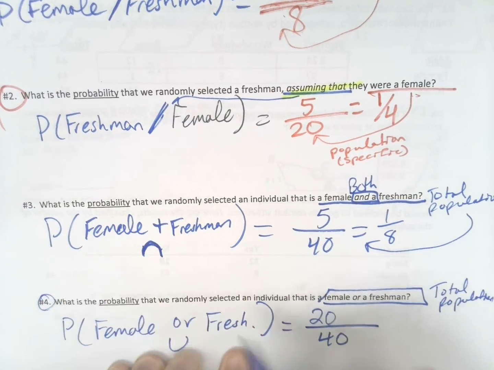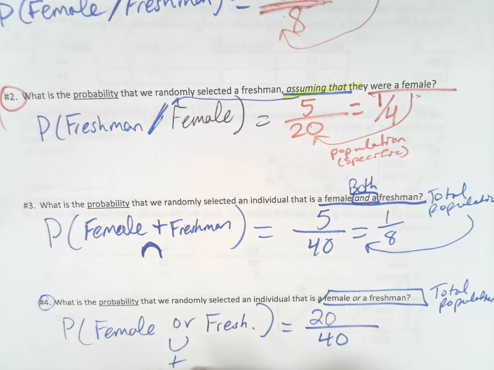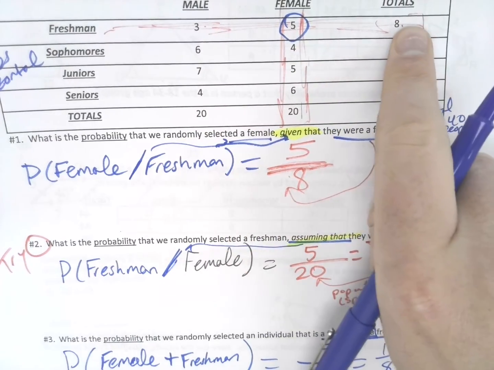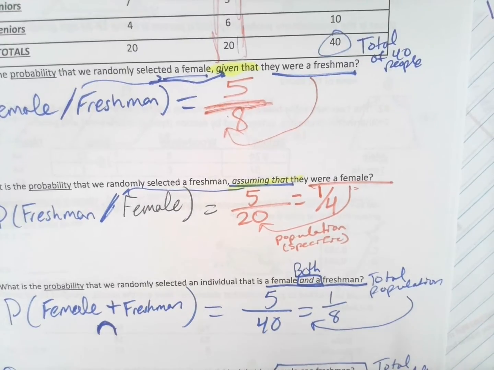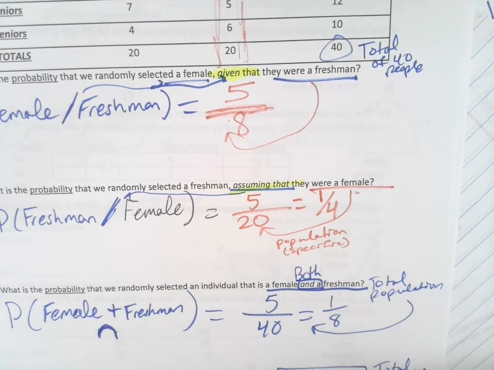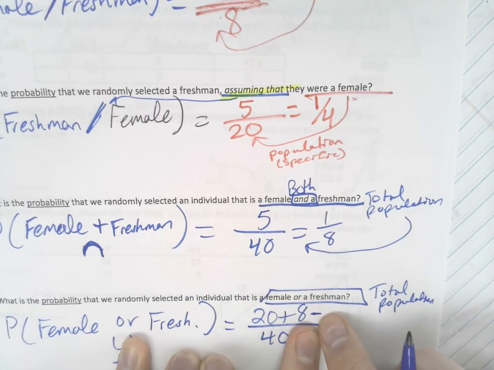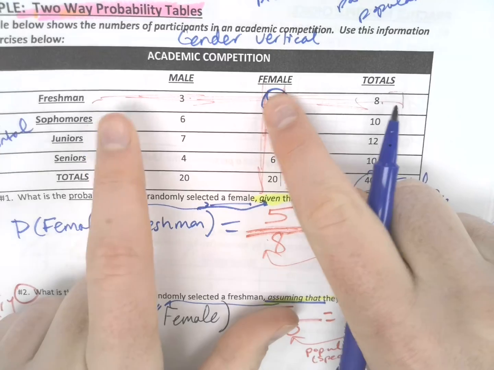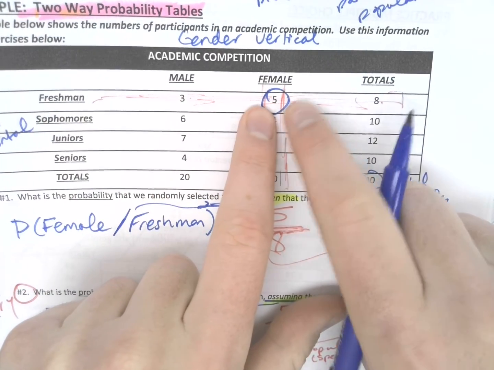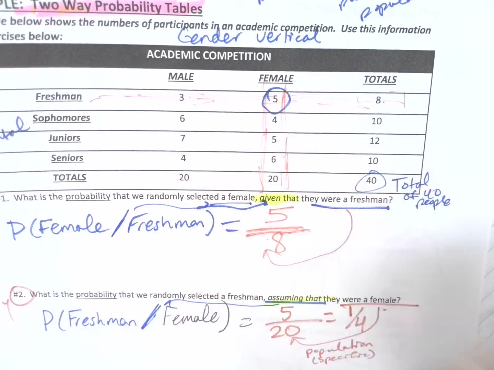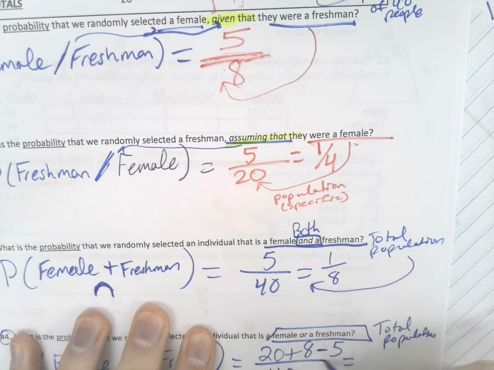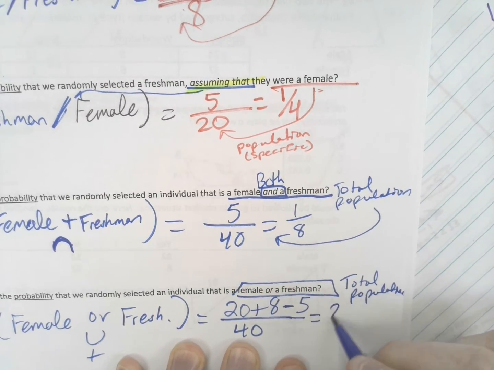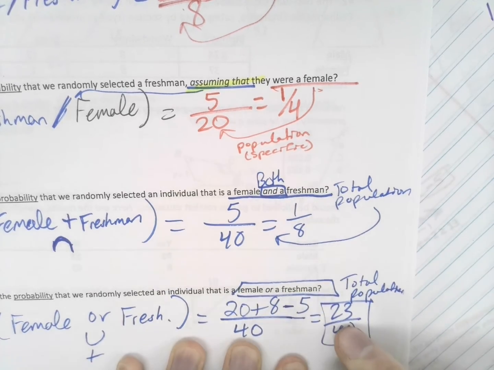Or, we know whenever we're dealing with the word or, that's a plus. How many freshmen do we have? 8. But here's the problem. What do we have to subtract? So females, freshmen, you got to subtract the females that are freshmen. We're counting these 5 people twice. So we need to subtract out those 5 female freshmen that we're counting in both this group and this group. And so that ends up being 23 out of 40.